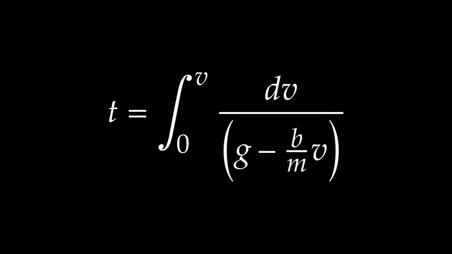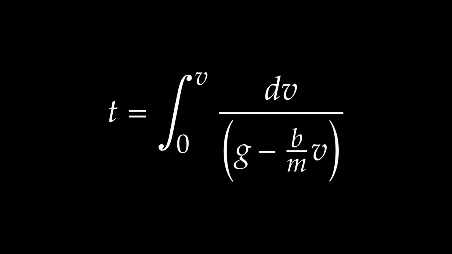That's what's happening here: I'm thinking ahead in my equation. The integral of dt is equal to t, which is equal to the integral of 1 over (g minus b over m v) dv.